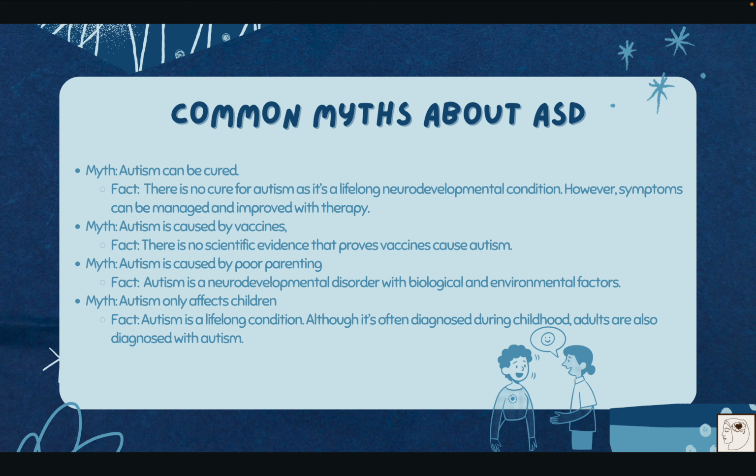The most common myth is that autism is caused by vaccines, for which there is no scientific evidence. Vaccines do not cause autism. There's no correlation. Another myth is that autism is caused by poor parenting. Autism is a neurodevelopmental disorder with biological and environmental factors. And another myth is that autism only affects children. It's a lifelong condition, so even though it is often diagnosed during childhood, adults can also be diagnosed with autism.